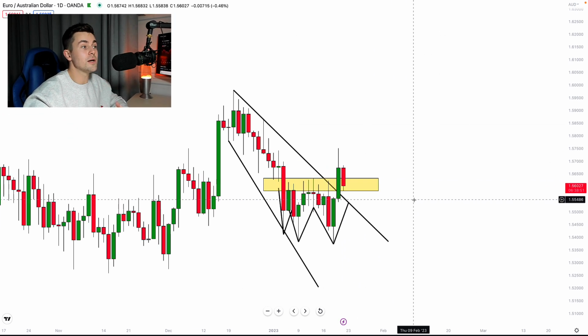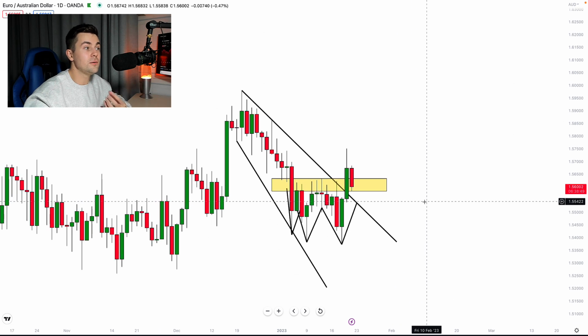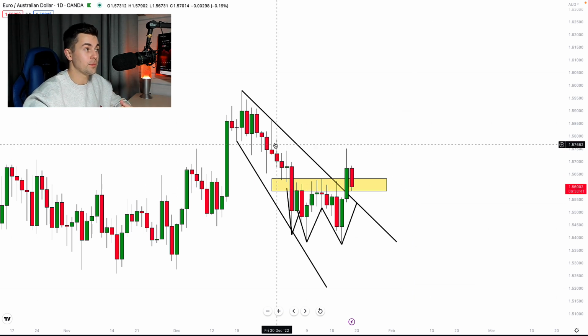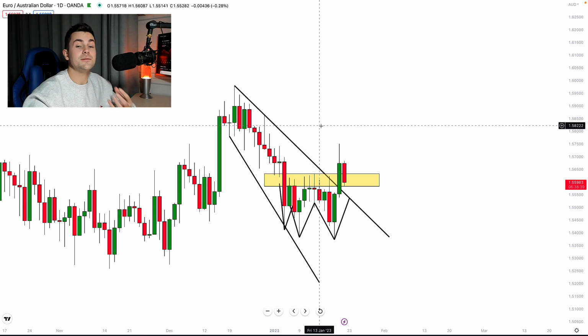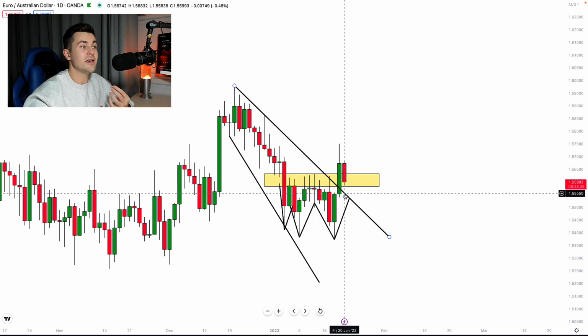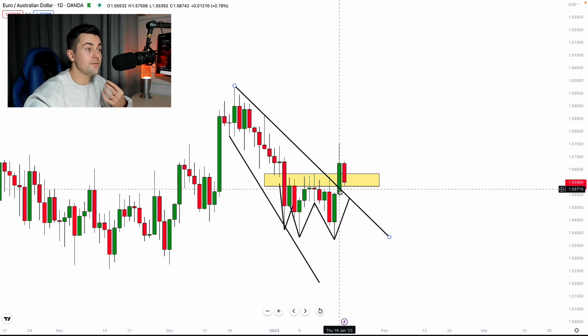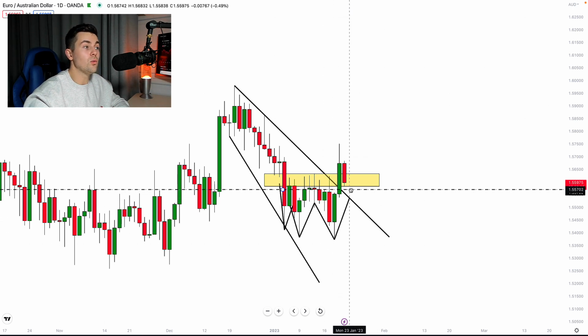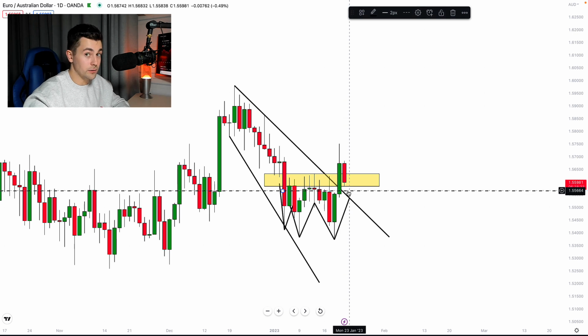And now it's our task to plan the entry. Our task right now is to spot the exact point from where we will trade. And trading such a setup, trading the breakout of the channel, the best and the safest entry is the retest of its broken resistance. So here will be the point from where we will take a long trade.